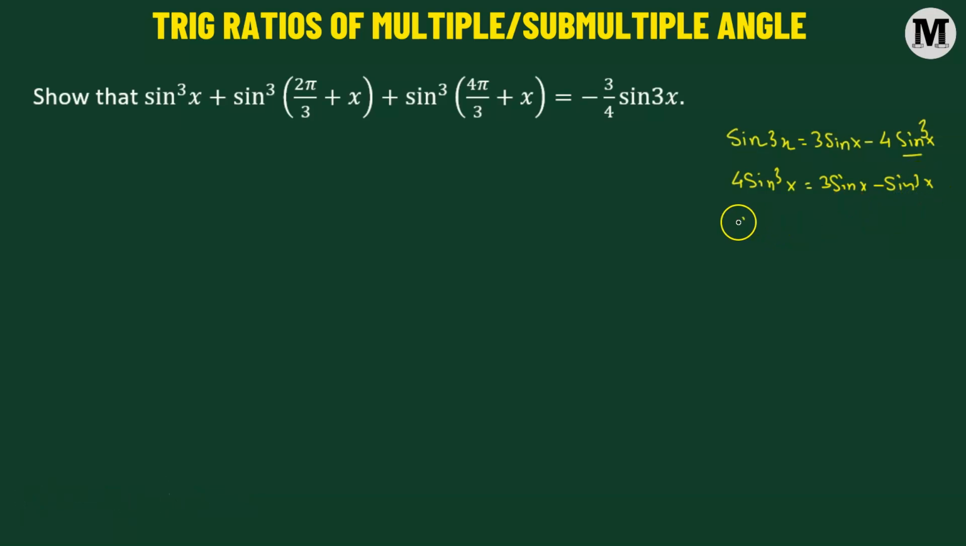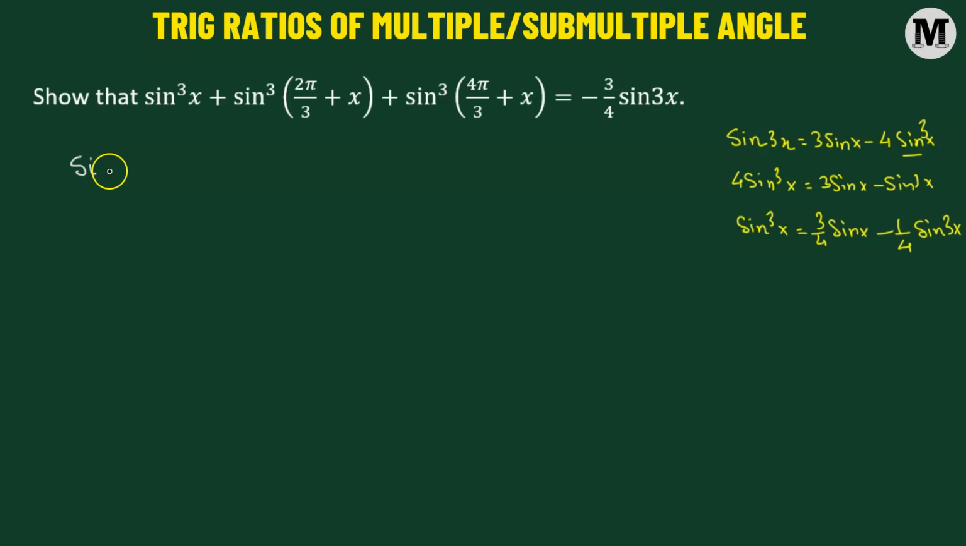Dividing both sides by 4, we get sine cubed x, which becomes equivalent to 3 over 4 multiplied by sine x minus 1 over 4 times sine 3x. So we're going to use this formula to simplify each of the three terms. For the first term, we can directly use the formula. Let's talk about the second term. So let's consider the second term.